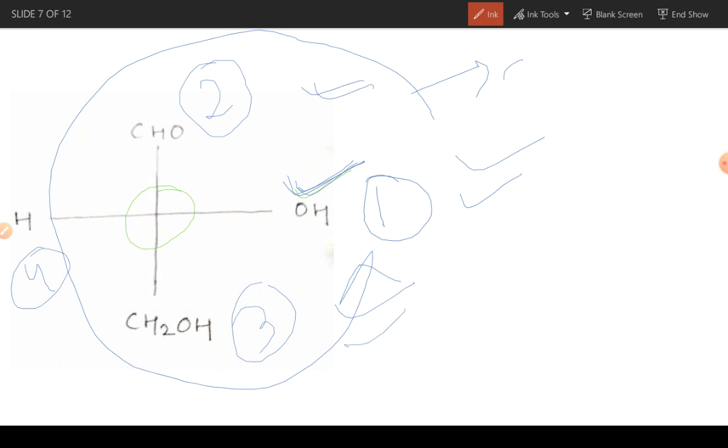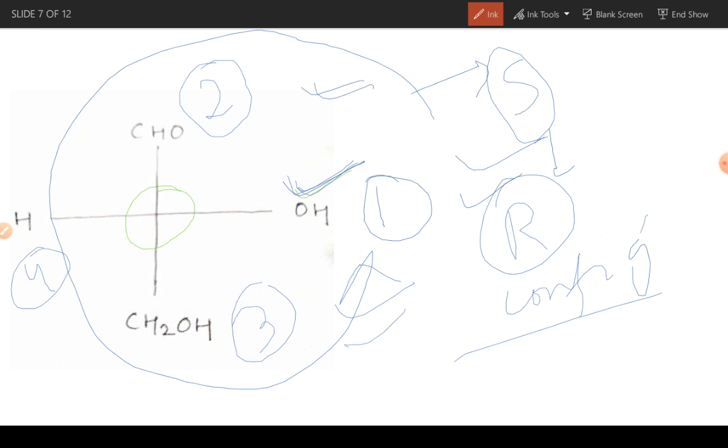Actually this is S configuration, but as the less priority group is present at the horizontal position, we need to convert it to R configuration. Hence the answer will be R configuration of this particular compound. Hope you have understood. If you have not understood, I will clear it by telling its actual structure in the next slide.